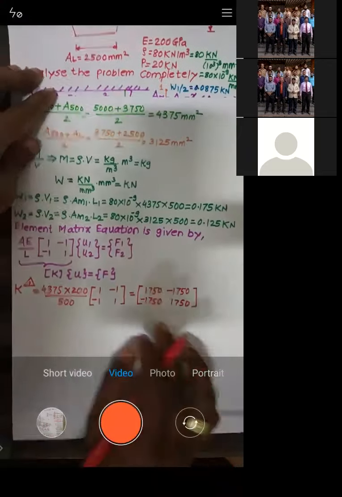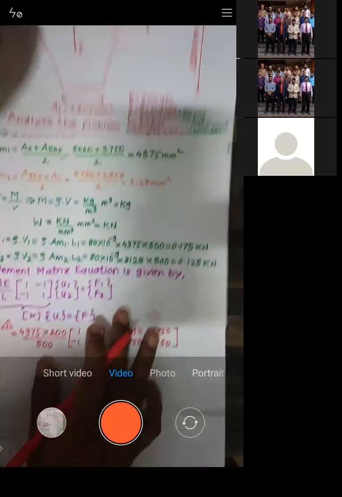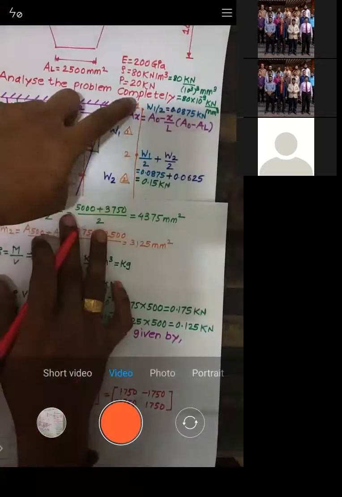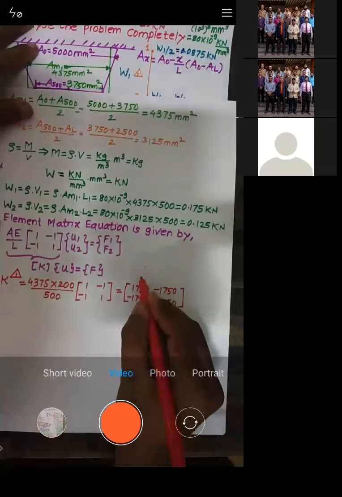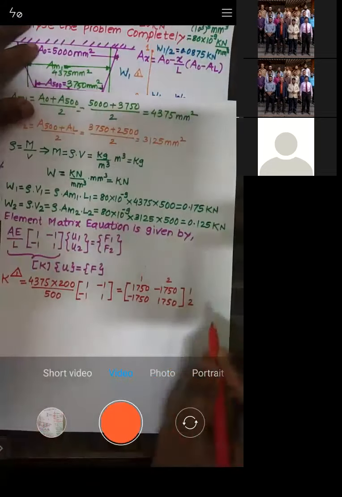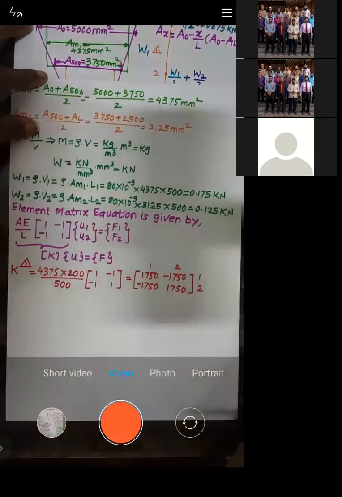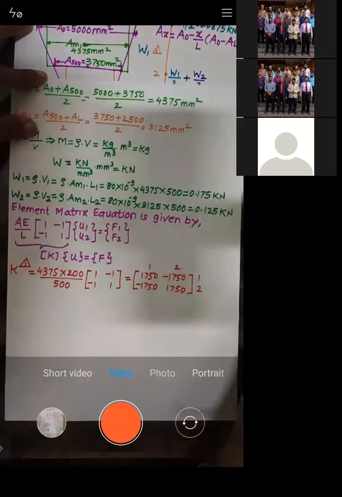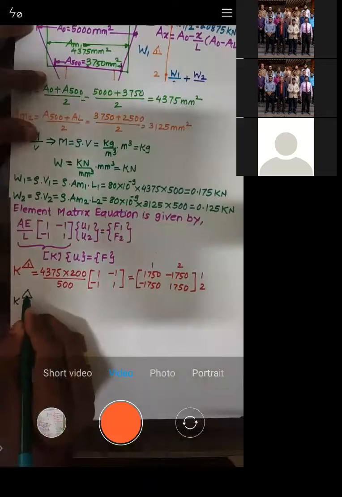Now see, if you can see this element number 1, this is very important. It is between node 1 and 2. So we need to write down here 1 2 and 1 2, right? Now we need to write down the stiffness matrix for element number 2.